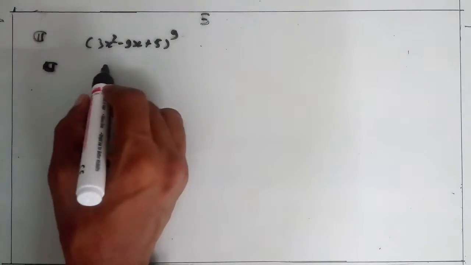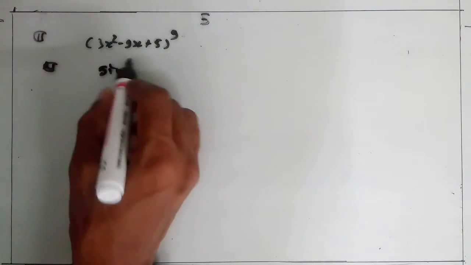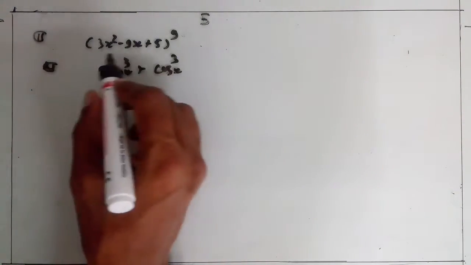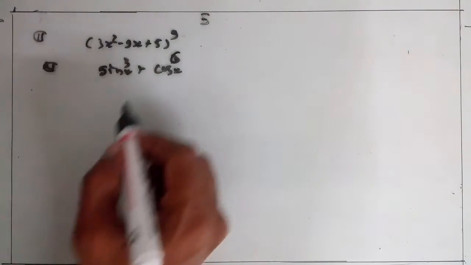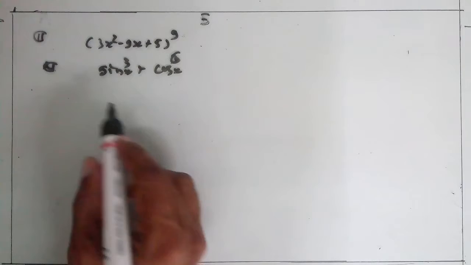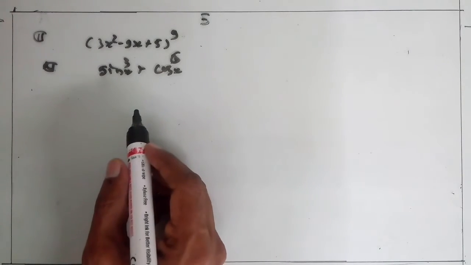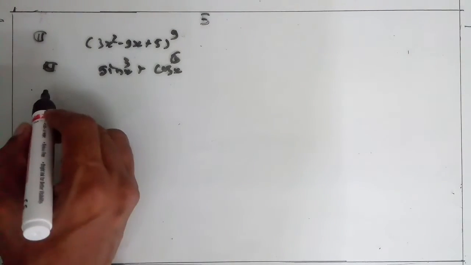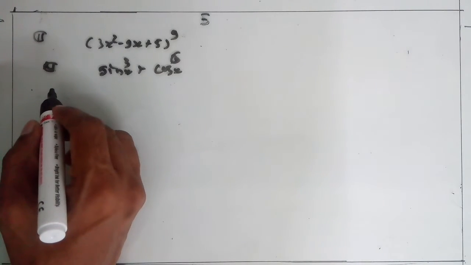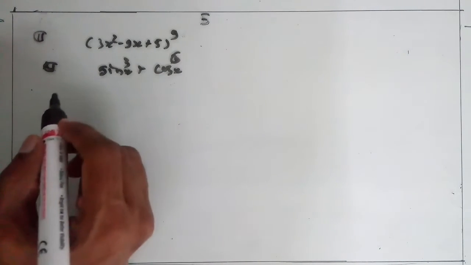Question number 2: find the derivative of sin x raised to 3 plus cos x raised to 6 with respect to x. You know how to find this. Similarly, questions number 3 and 4, you are able to solve yourself.